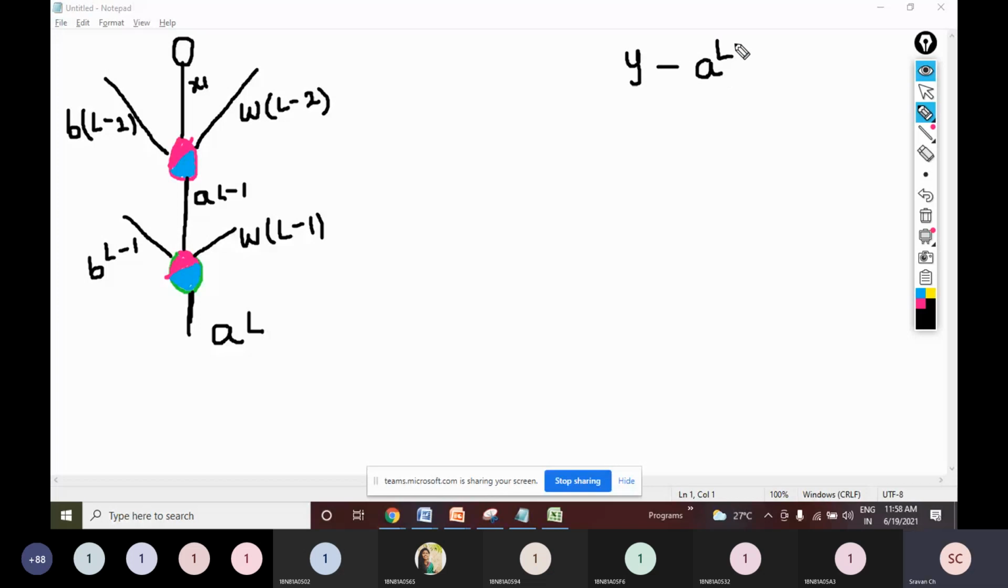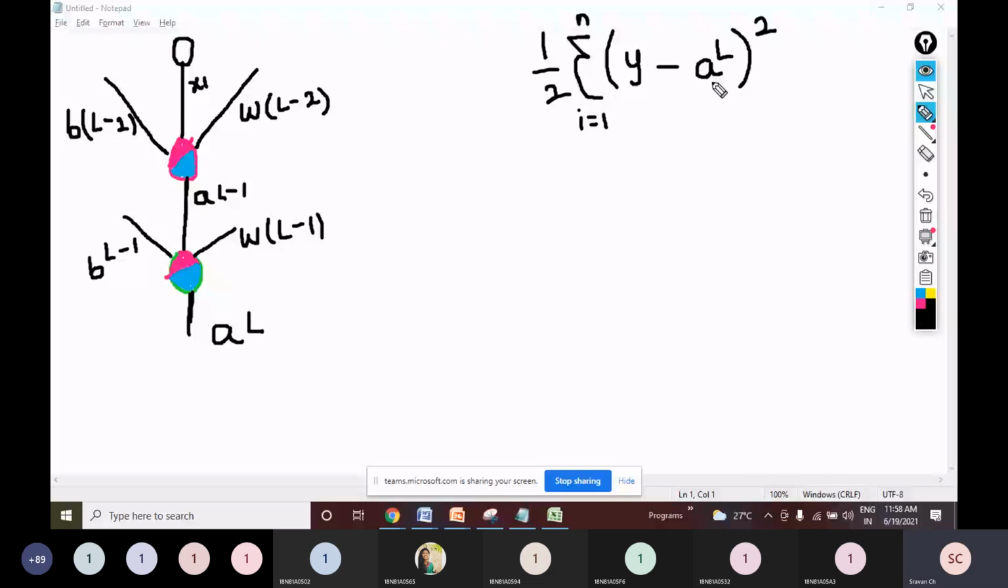AL square, 1/2 into sigma of mean square error formula, for i equal to 1 to n. So y minus A power L: this is the actual expected output, this is the generated output. Y is the expected output, AL is the generated output. Y minus AL whole square, sigma of 1 to n, right?